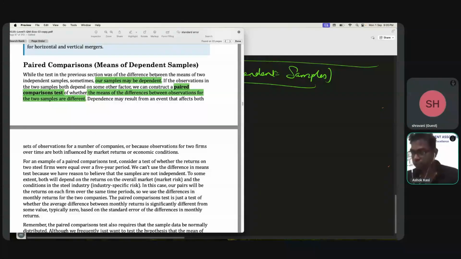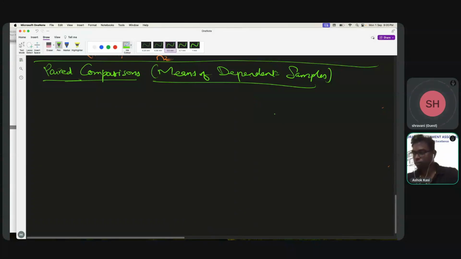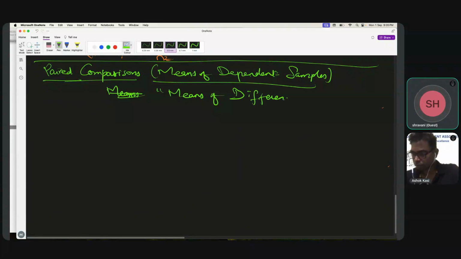Okay, so in such cases, this paired comparison is also called means of the differences. Means of the differences. So the earlier case was difference in means. Now this is means of differences. What does this mean now? Means of differences.